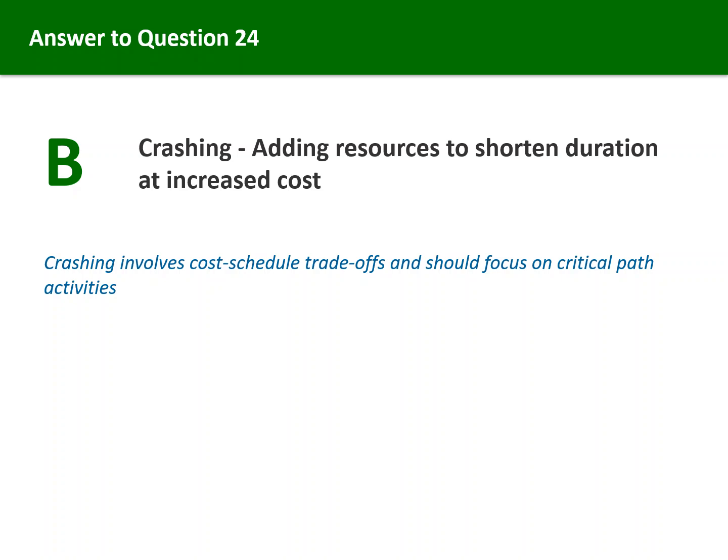Crashing involves adding resources such as additional team members, overtime, or equipment to critical path activities to reduce their duration. The trade-off is increased cost. When looking for exam answers involving schedule recovery, if the question mentions cost increase or adding resources, crashing is typically the correct technique. Crashing should focus on critical path activities since reducing non-critical activities does not shorten the project.